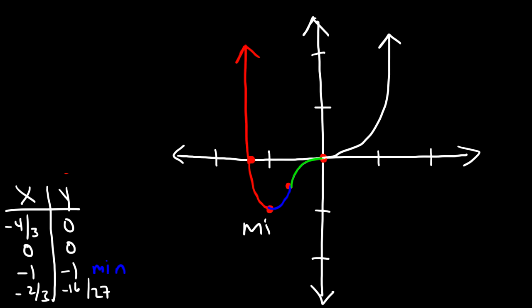And so we can see the minimum at -1. And that's all I got for this problem. So hopefully this gave you a good idea of how you can use the first and second derivative to help you draw a rough sketch of a polynomial function.